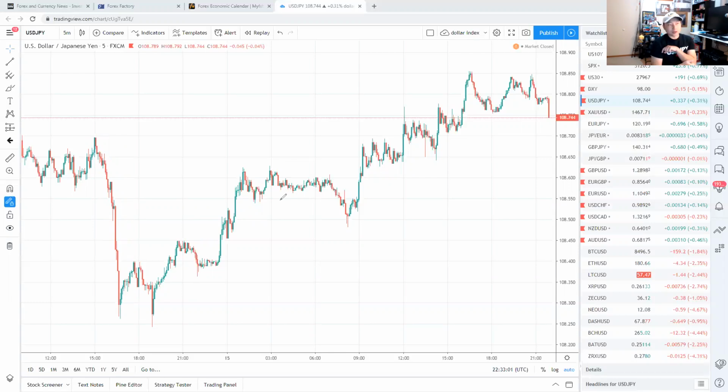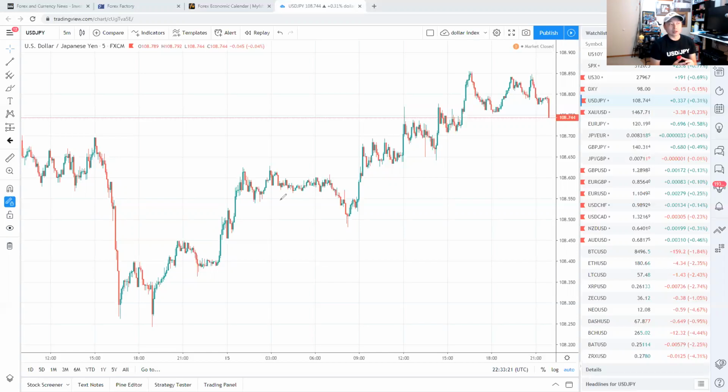And so don't get too caught up on trying to pinpoint support and resistance, but you want to pinpoint where price is being rejected so much that you have to be prepared that they're going to send it back down pretty hard.